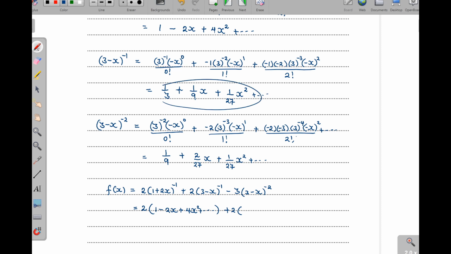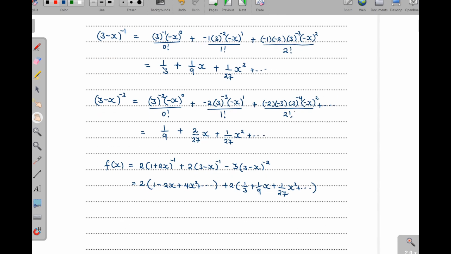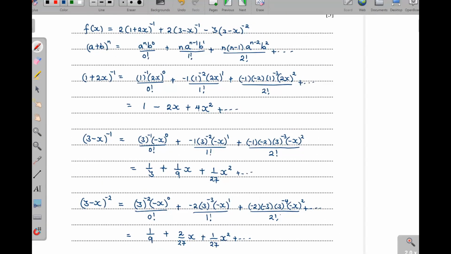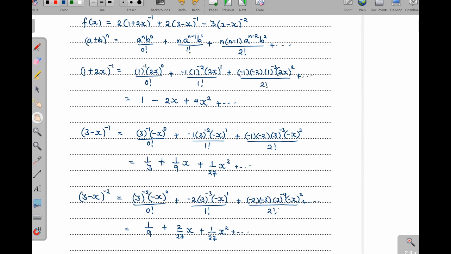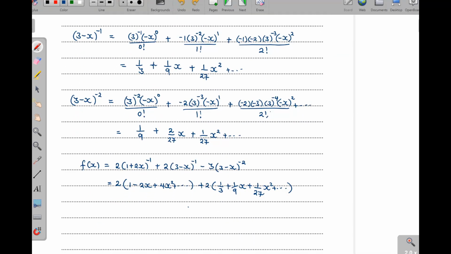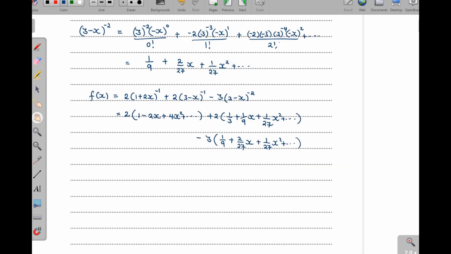Now, the second one was this one here, so we put 1 over 3 here, then plus 1 over 9 of x, then plus 1 over 27 of x squared, plus whatever is coming forth. But then we have the third one here. There is minus 3. Okay, so minus 3, then times, this is 1 over 9 we have just gotten, then 2 out of 27 of x, and then plus 1 out of 27. Now we need to put all of these terms together and then simplify.